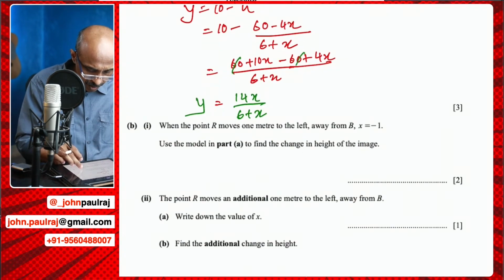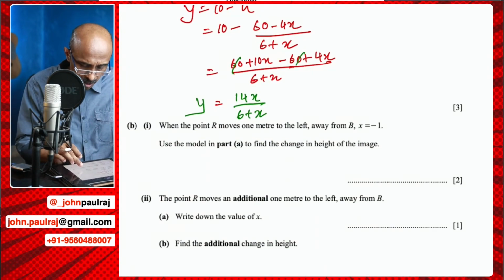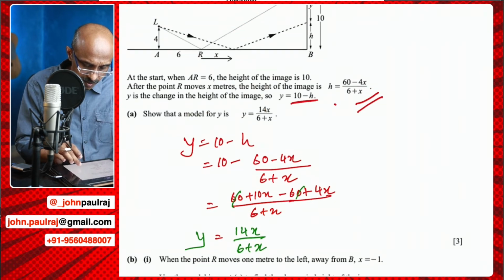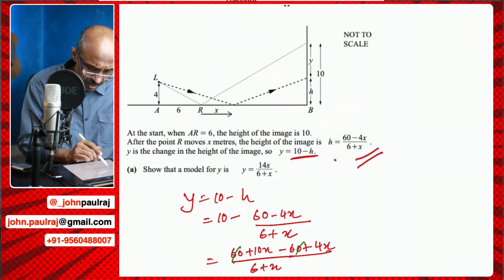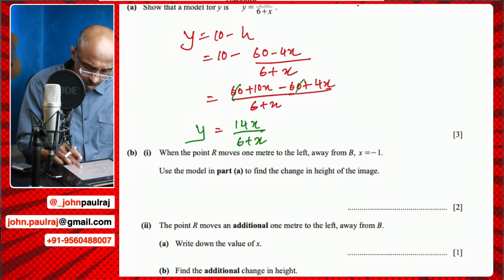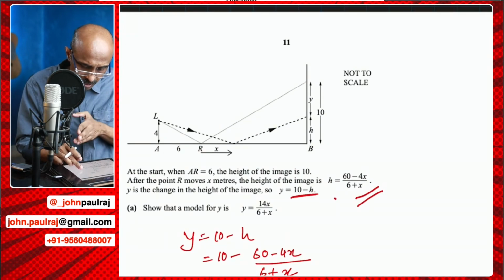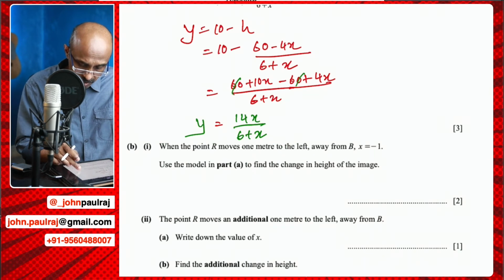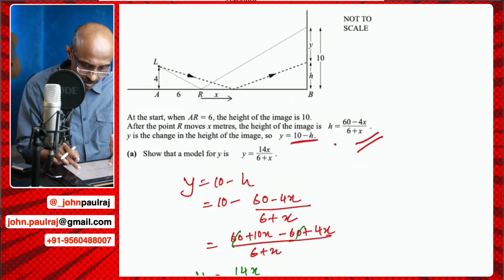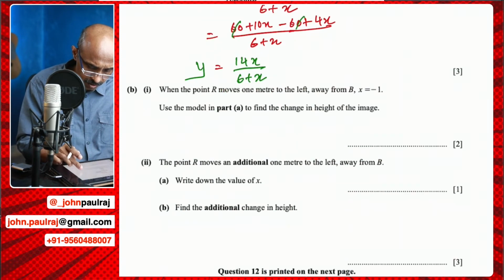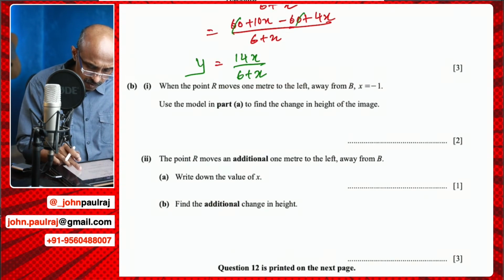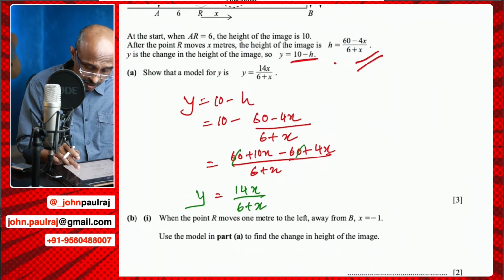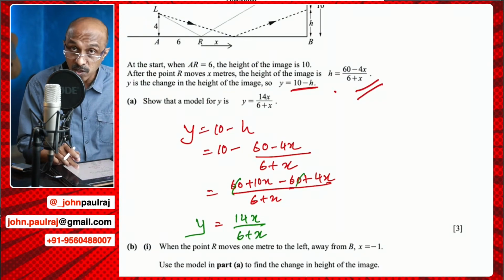Okay, B, part 1, where it says when the point R moves 1 meter to the left, away from B. Okay, B is here. It's going to the left by 1 meter. We say X is equal to negative 1. So this is X, 1 meter here. X is equal to negative 1. Use a model in part A to find the change in height of the image. X is equal to negative 1.